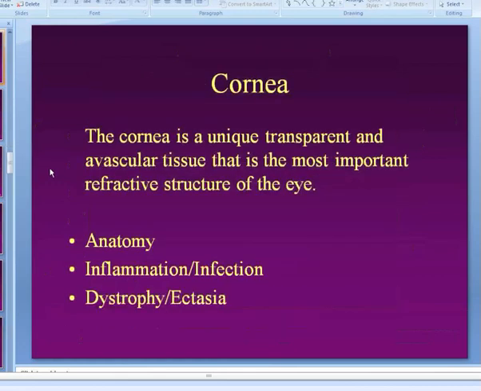Moving on to the cornea. The cornea is a unique tissue because it's transparent, and it's the most important refractive structure in the eye, meaning that it bends light even more than the lens of the eye. About 2/3 of the refractive power of the eye comes from the cornea.